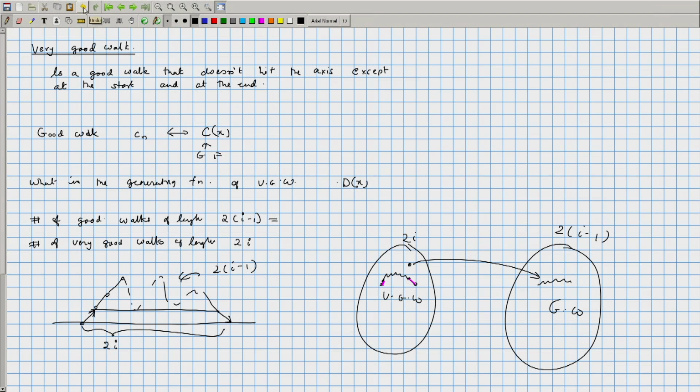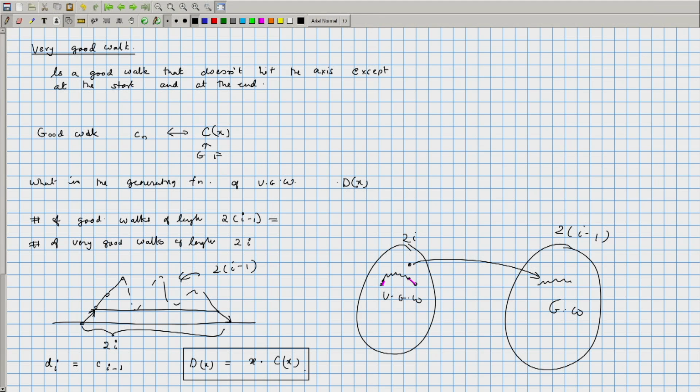So, that would also mean that the generating functions can be quickly computed. Now, if you denote by di the number of very good walks of length 2i, then di is going to be equal to c(i minus 1), and therefore, the generating function Dx is just going to be equal to x times Cx. Okay, so, that is the key property.